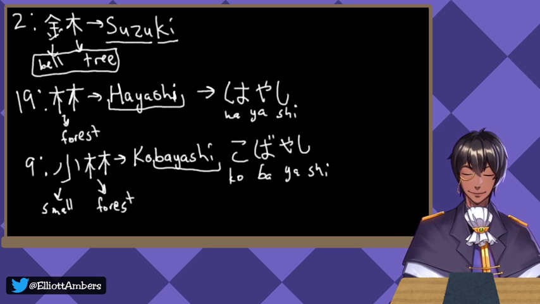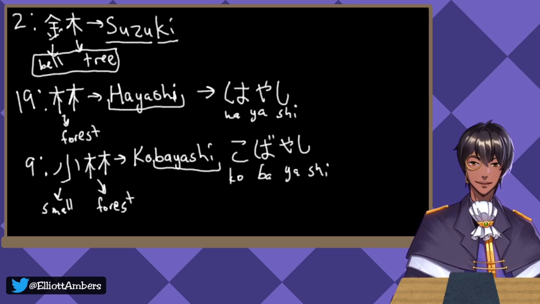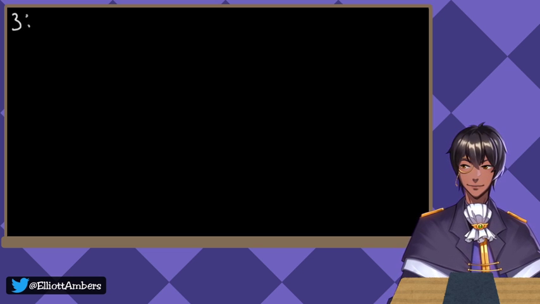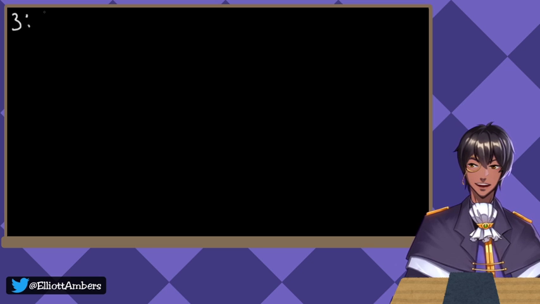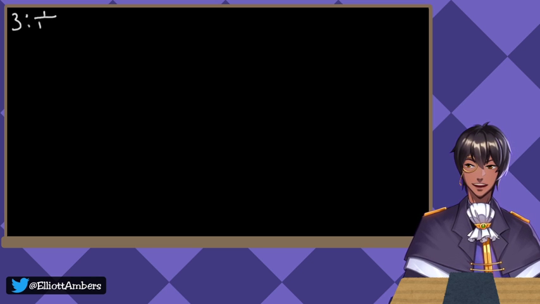Moving on. We're almost done. We have about 1, 2, 3, 4, 5, 6 more to go through. Next one. Now the kanji are going to get a little bit more complicated from the previous. Here we have Taka, which means high.